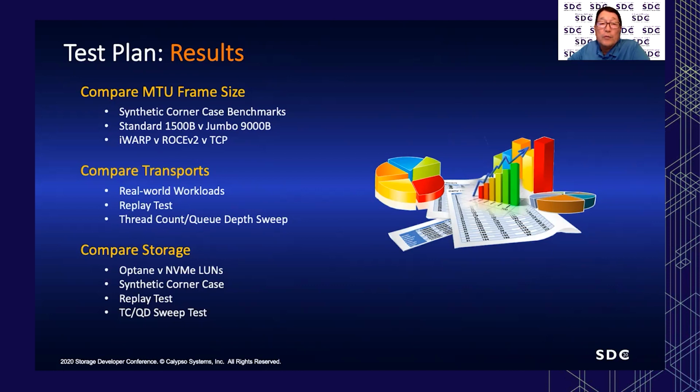When we compare transports, we're going to be looking at a replay test, which is the recreating of the sequence of combination of changing IO streams, as well as a thread count queue depth sweep test, which takes the fixed 9 IO stream composite and applies it to every step of the test and varies the queue depth from 1 to 576. And then finally, we're going to be comparing the Optane to the NVM LUNs using the synthetic and the replay tests.